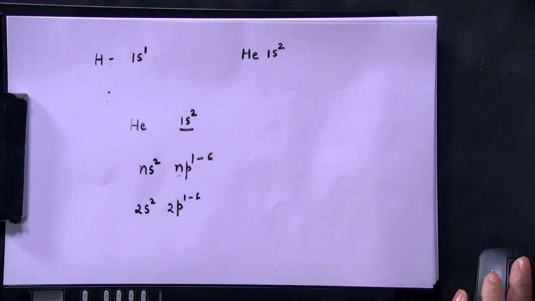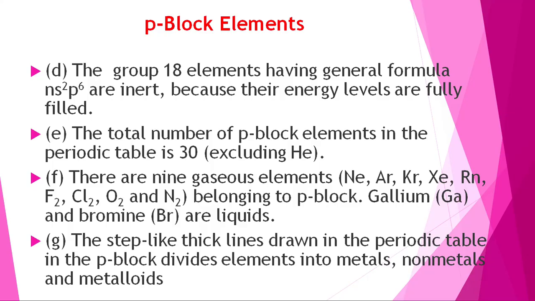The next property: there are 18 elements in p block. And those elements whose electronic configuration is ns2 np6 are inert gases or noble gases. There are 9 gaseous elements, and metals, non-metals and metalloids, all 3 kinds of elements are found in P block elements. I will show you in the periodic table.